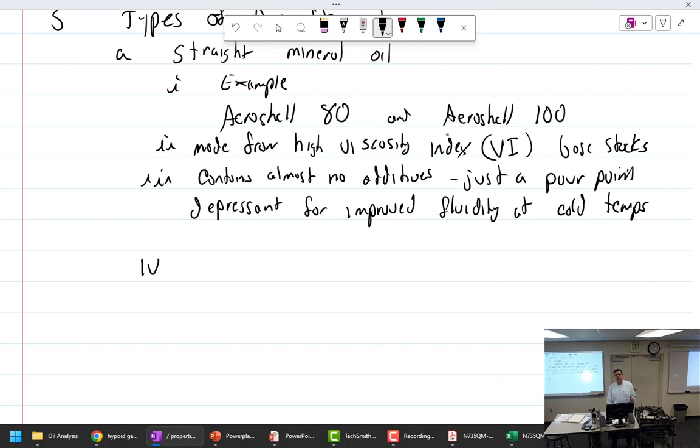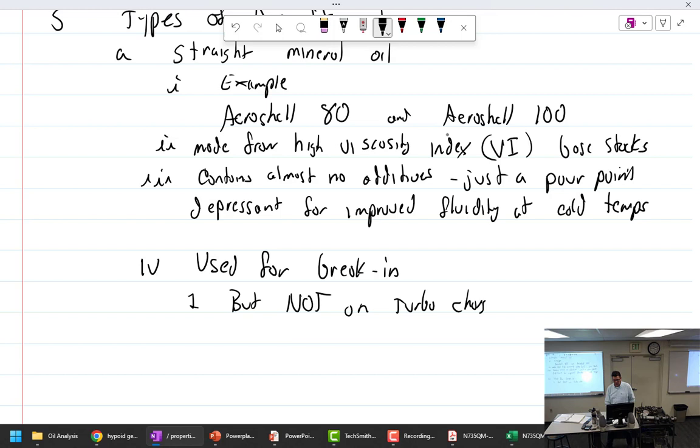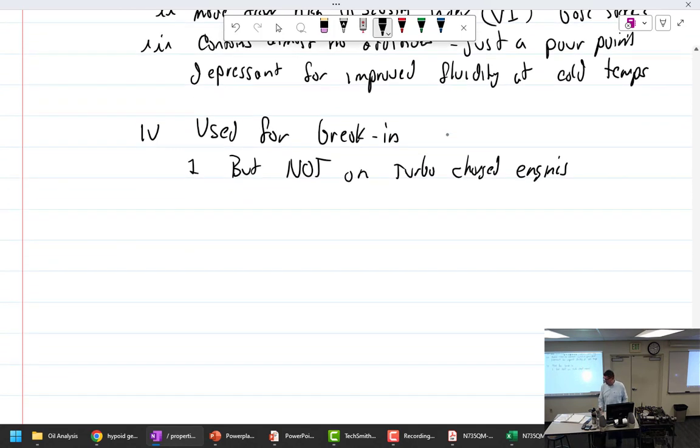All right, when do we use straight mineral oil? That's what I wanted to say. It is used for break-in. When you break in an engine, they want you, they being Continental and Lycoming, asterisk, to use a straight mineral oil. But not on turbocharged engines. And I think only Lycoming says that.